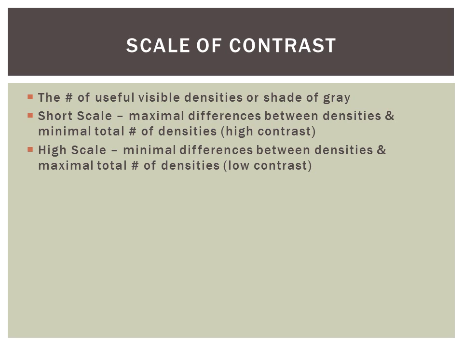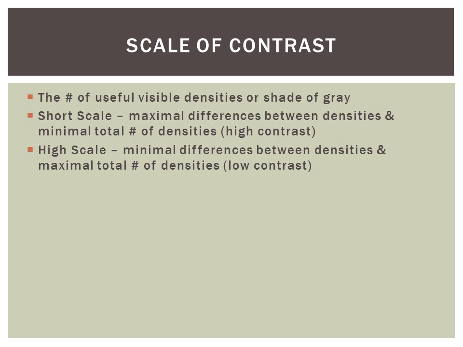So short scale has maximal differences between densities and a minimal total number of densities, which is high contrast. High scale has minimal differences between densities and a maximum total number of densities, which is low contrast. I think of short scale by comparing chest x-rays and ribs. With ribs, we are very black and white, so we have high contrast, but because it's just black and white, it's short scale. And we have a decrease in kVp.